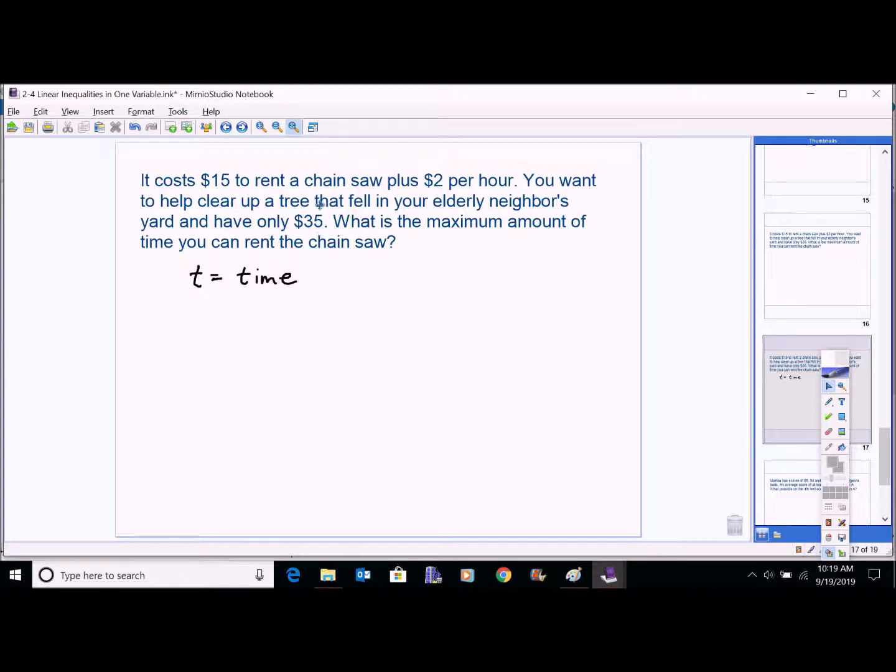Also, so you have at most $35 to spend. So what inequality symbol would that be? Less than or equal to. So 15 plus your 2t, less than or equal to 35.